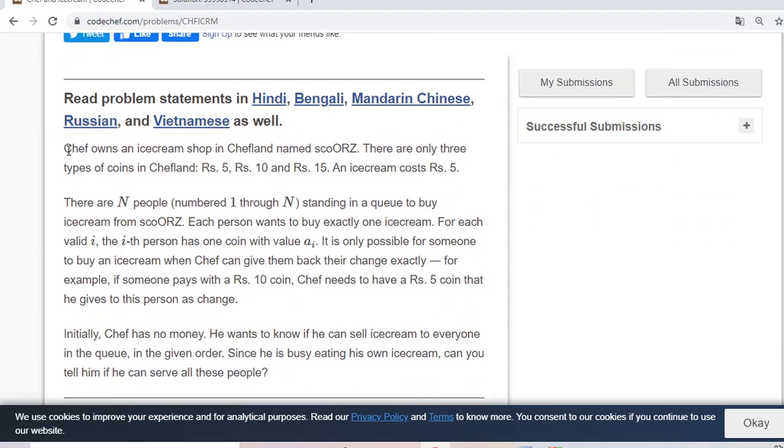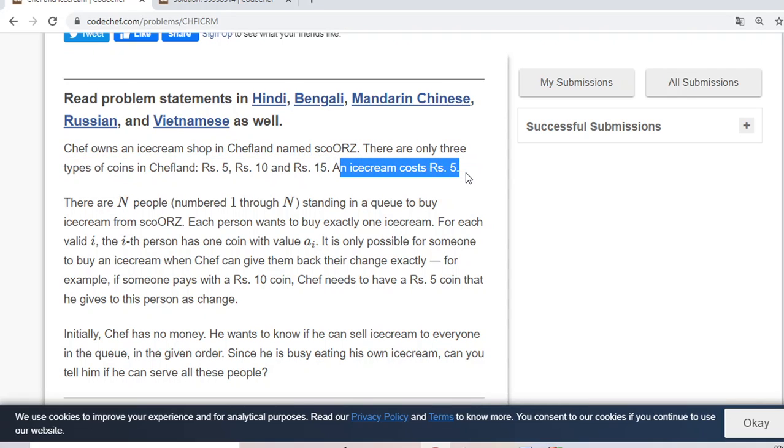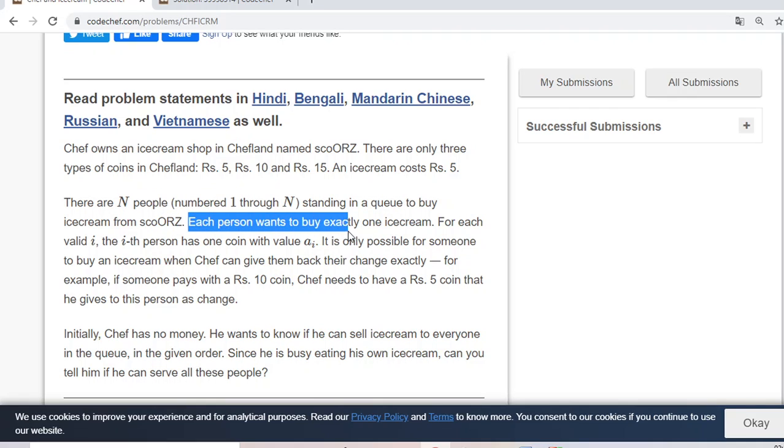The problem statement is like this: Chef owns an ice cream shop in Chefland named Squares. There are only three types of coin in Chefland: rupees 5, rupees 10 and rupees 15, and an ice cream costs rupees 5. There are N people as customers. Each person wants to buy exactly one ice cream.